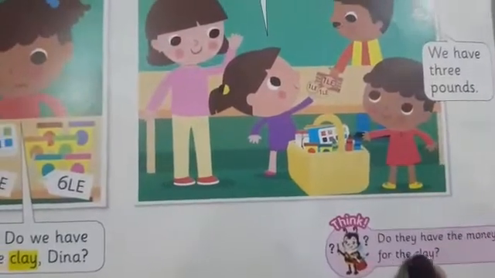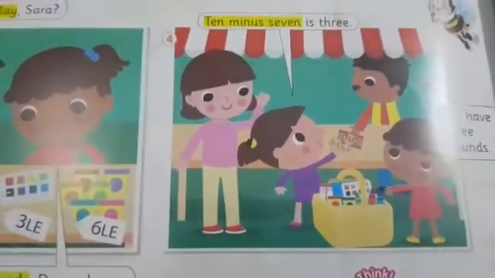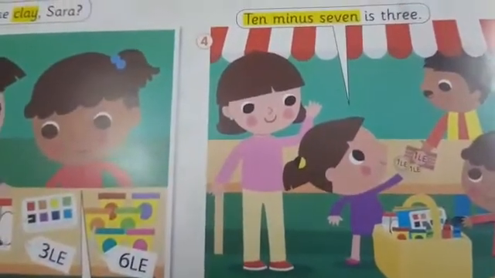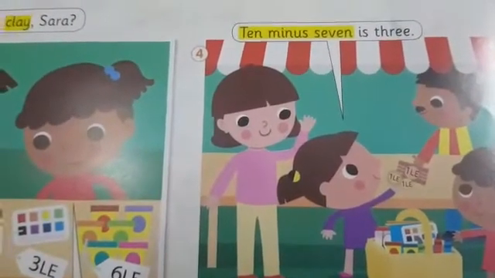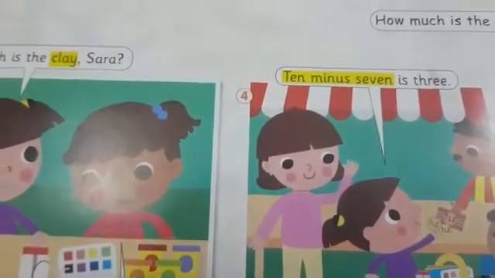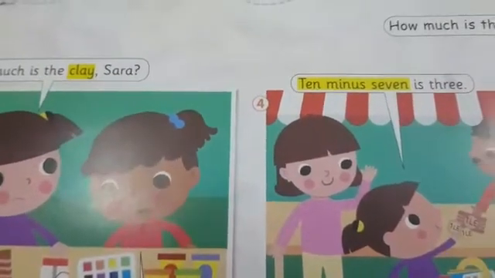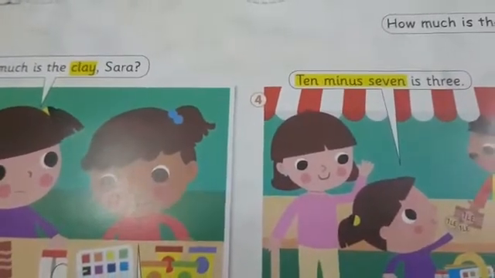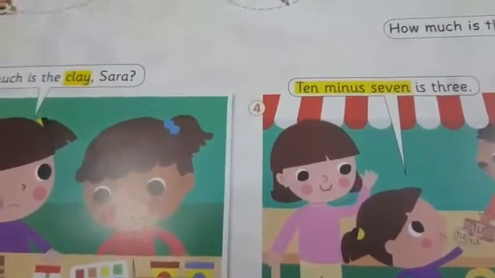Here, Busy Bee is asking a question. Do they have the money for the clay? Do the girls have the money for the clay? I want you to think. Okay, my lovely kids. Here, I want you, my dear parent, to elicit the answer is yes. Explain that the children started with 15 LE. They buy paper for 5 LE and crayons for 2 LE. So they have 7 pounds remaining. This is enough to buy the clay, which costs 3 pounds or 3 LE. Okay?